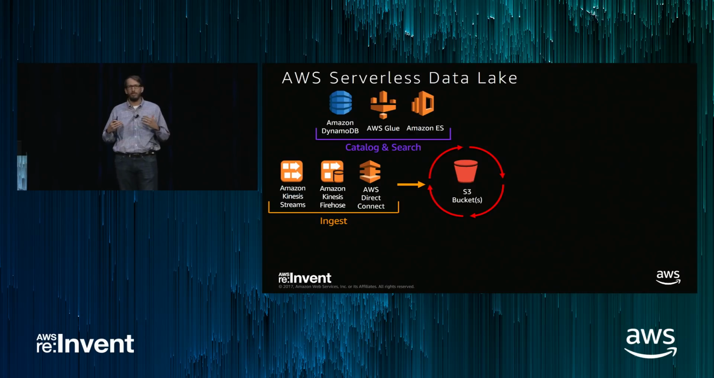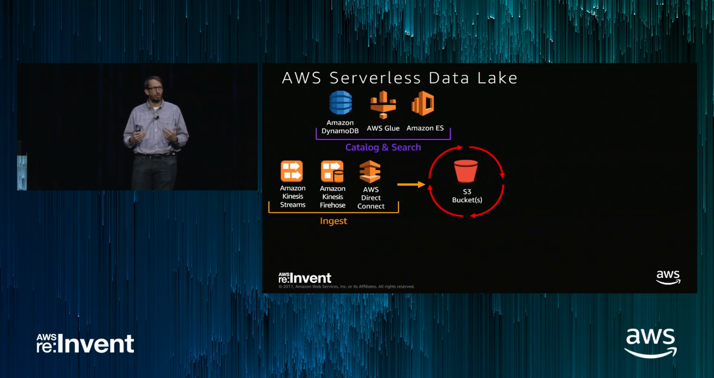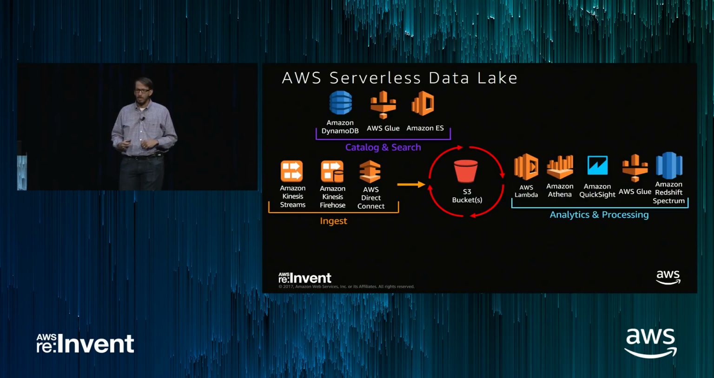Cataloging and searching is a very important aspect of a data lake. So we'll talk about a couple of patterns that leverage DynamoDB and Elasticsearch, and a pattern that leverages Glue to provide this cataloging and searchability of the data. This is all about discovering your data that you're delivering into your data lake. And then at its core, analytics and processing is very important, obviously, to a data lake.